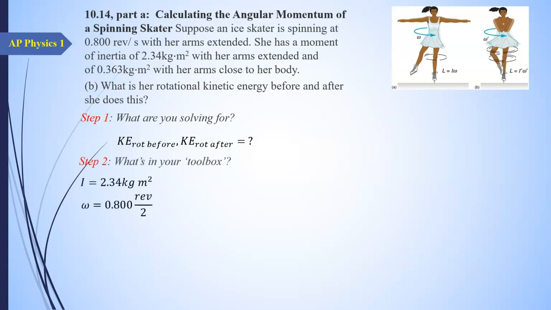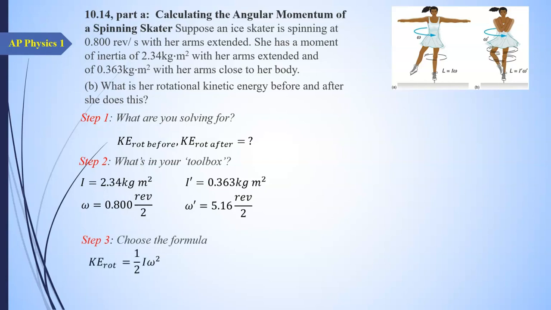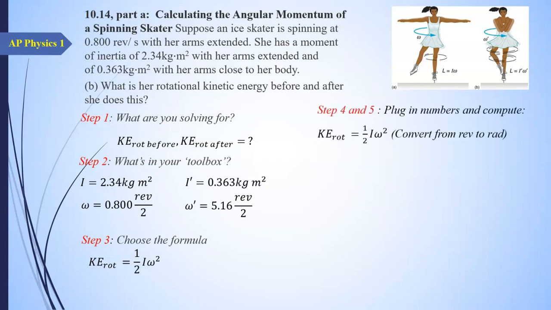So the toolbox, there we have the moment of inertia before, the angular velocity before, and we have the moment of inertia after and the angular velocity after. So we've already dealt with those. So there is the formula. So it's kinetic energy of rotation. Okay, so we're going to convert also, while we do this, convert from revolutions to radians. That's simply 1 revolution for every 2 pi radians. Okay, so there you see the formula.